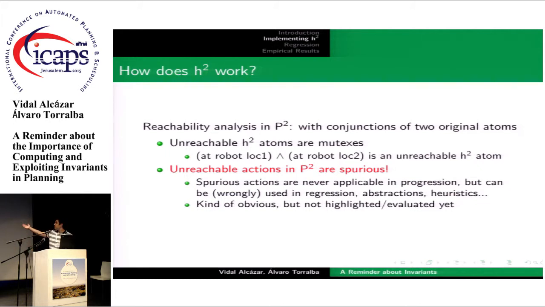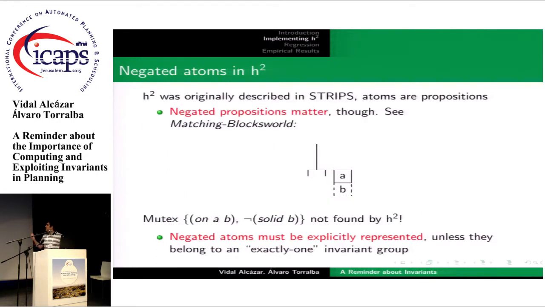If you use the standard computation of H2, these actions are unreachable anyway, so they are not going to be applicable during your search. However, this is still useful in other settings, such as if you are performing backward search, you are using abstractions, or you are using other heuristics, because even if the action is not applicable in your problem, your delete relaxation heuristic might think that it is applicable. Okay? This is kind of obvious, but no one has really analyzed what the impact of doing this is in current planners and current benchmarks. Okay, there are some implementation details. As I said, this is somehow known.